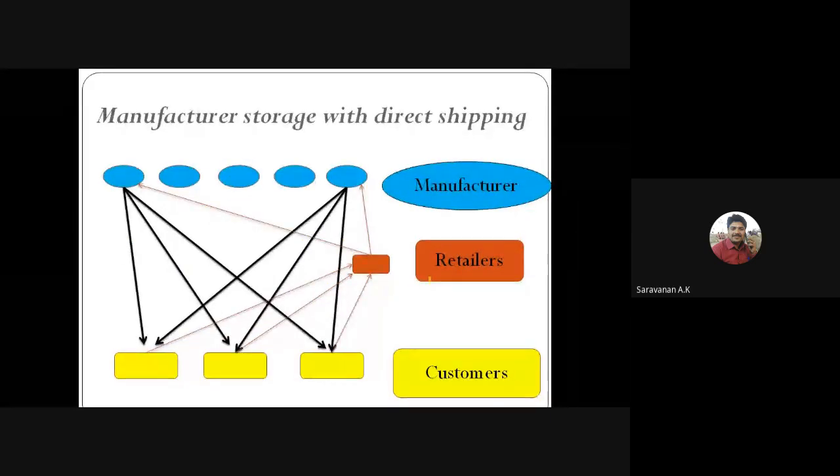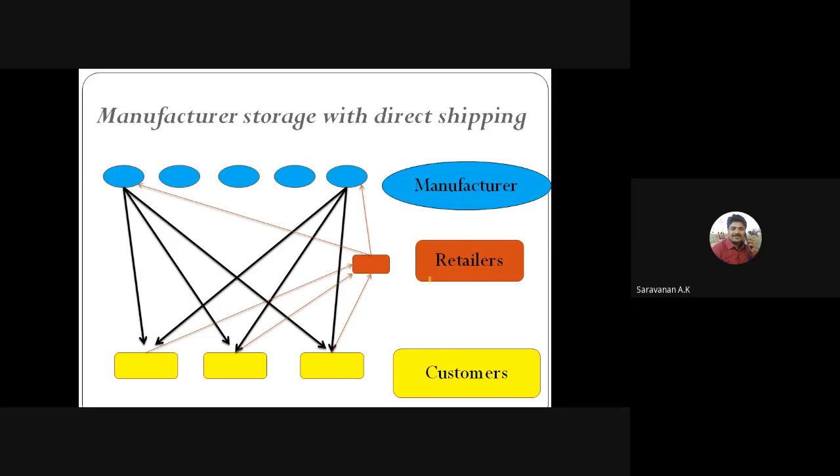So is it clear in this slide? The manufacturer, retailer, and the customer relationship. Once they place an order to the retailer, the retailer communicates this order to the manufacturer. Then the manufacturer directly ships the product to the end customers. This diagram also indicates that. So the manufacturer ships the product directly to the customer, bypassing the retailer.